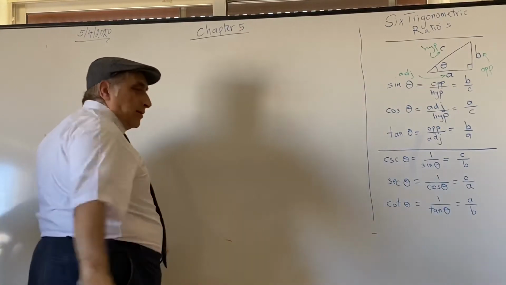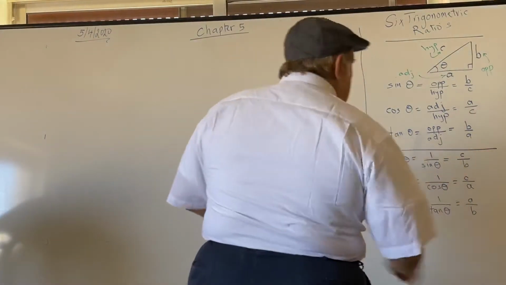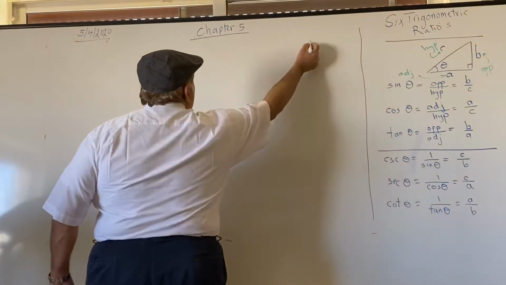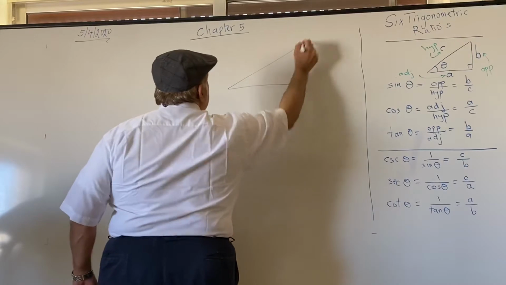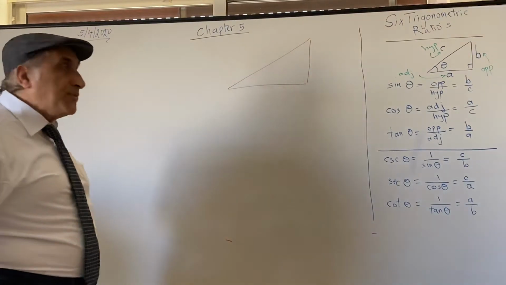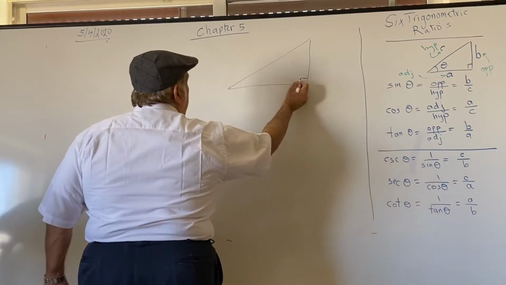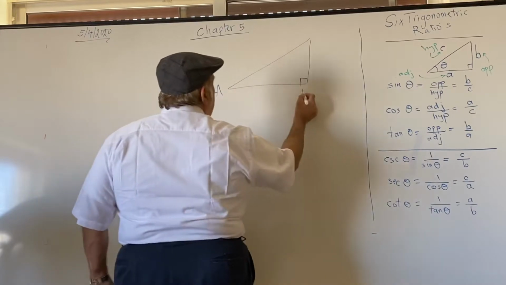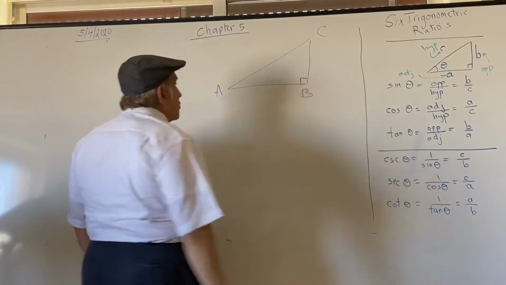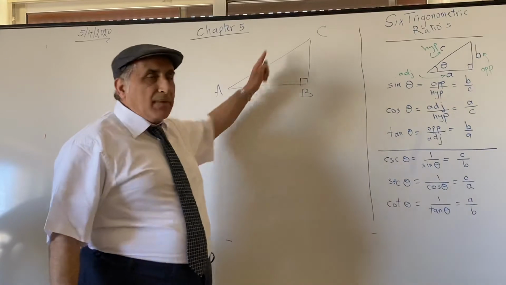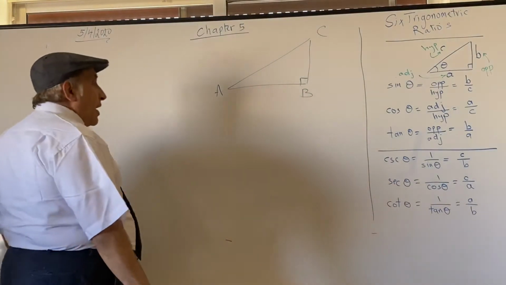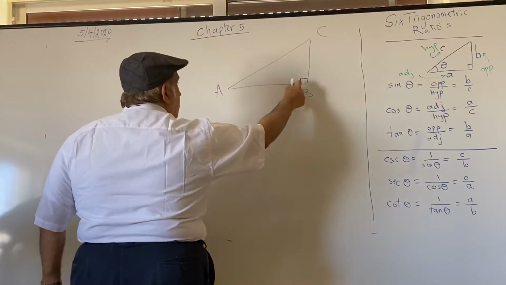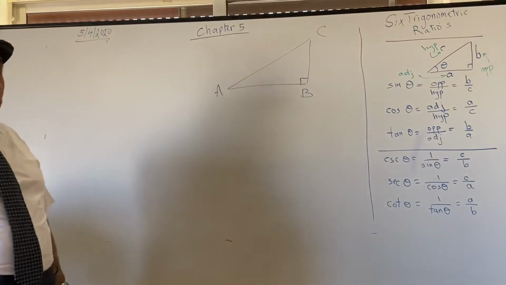What's a right angle triangle? It has 6 elements. It has 3 sides, 3 edges, and it has 3 angles. I can call them A, B, C. So the vertices are labeled with capital letters only. And one of the angles, which measures 90 degrees, is why I call it a right angle triangle.